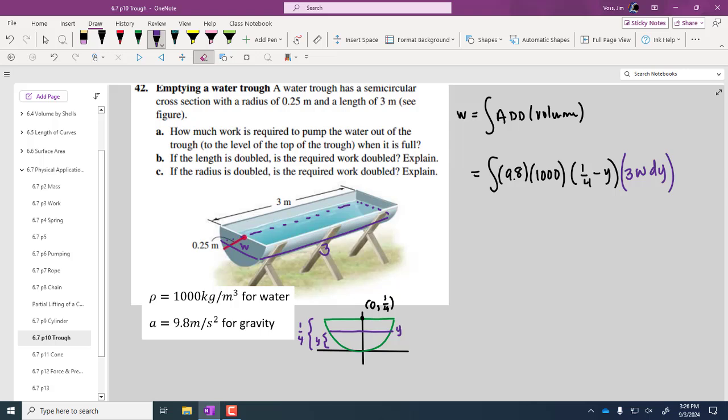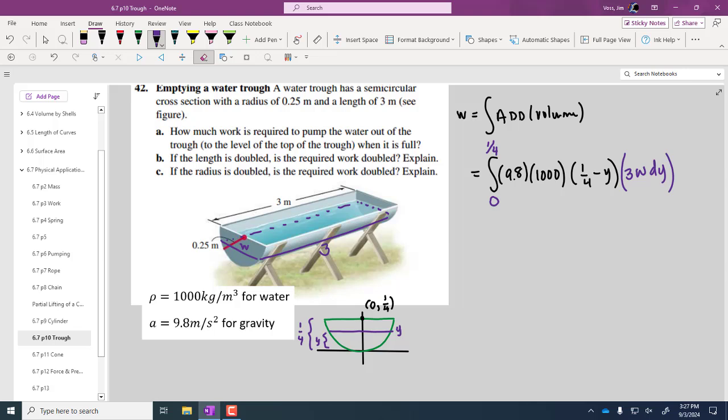And what do you think the limits of integration will be? 0 to a quarter. We're going to have all these rectangles stacked on top of each other from y equals 0 up to y equals 1/4. So that is our setup. Shouldn't you also represent W in terms of y? Yeah, we have to, because we can't integrate W with respect to y. So the next step is, what's W as a function of y?